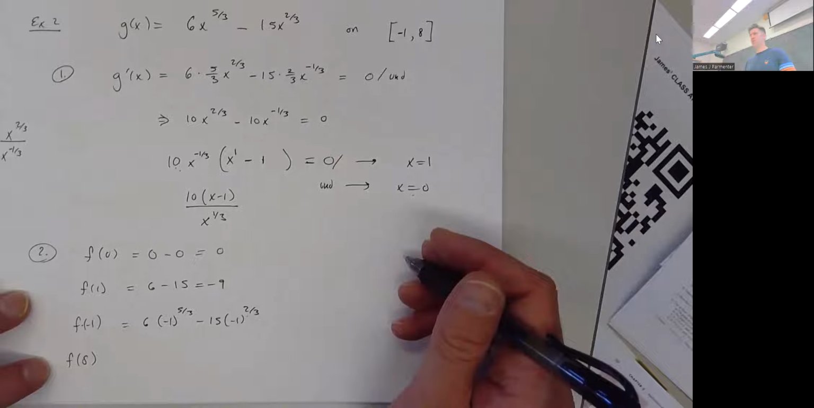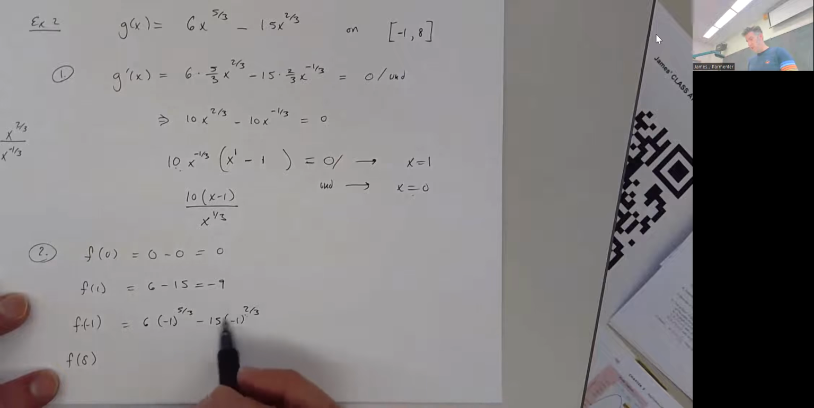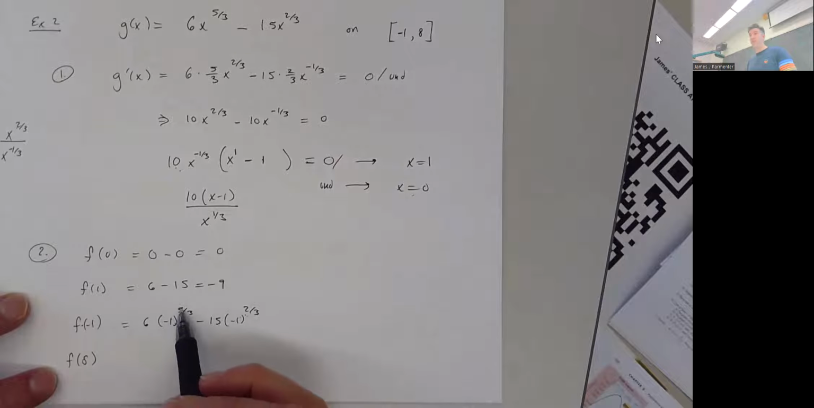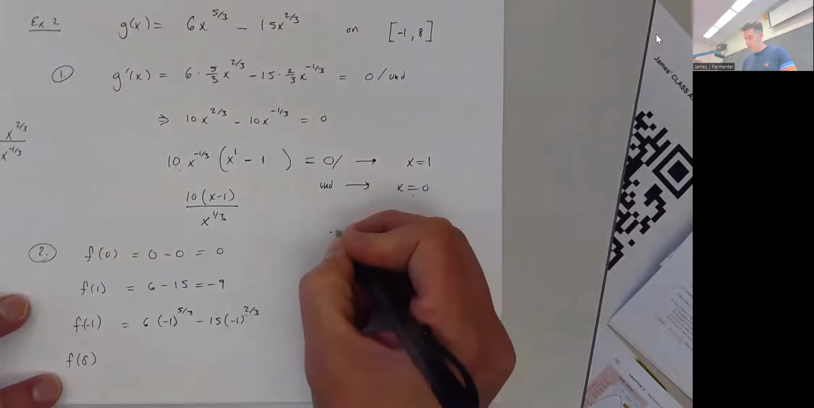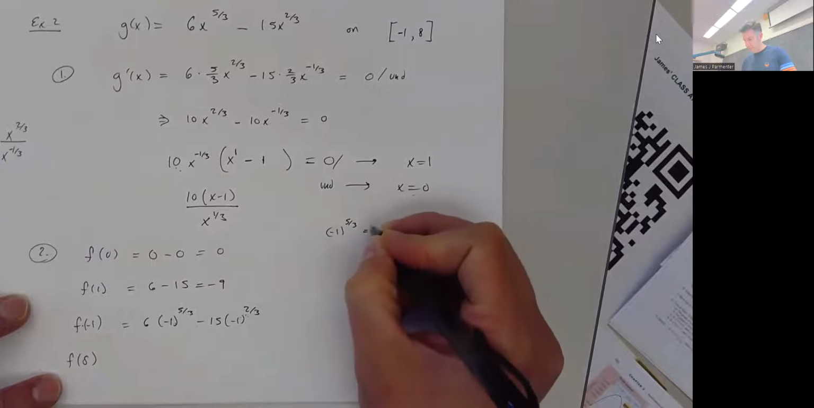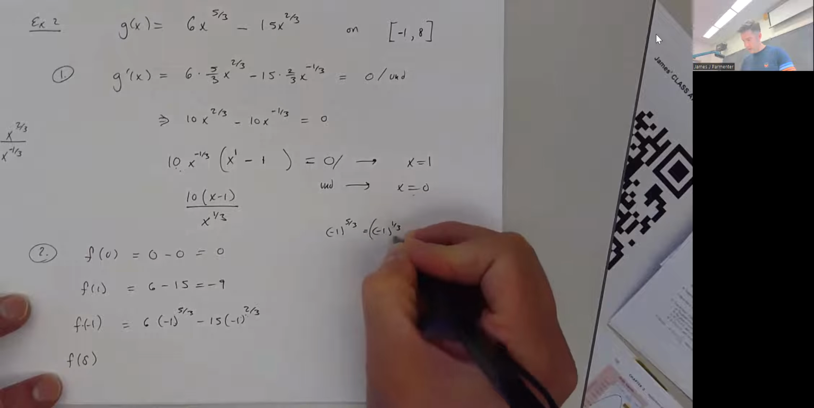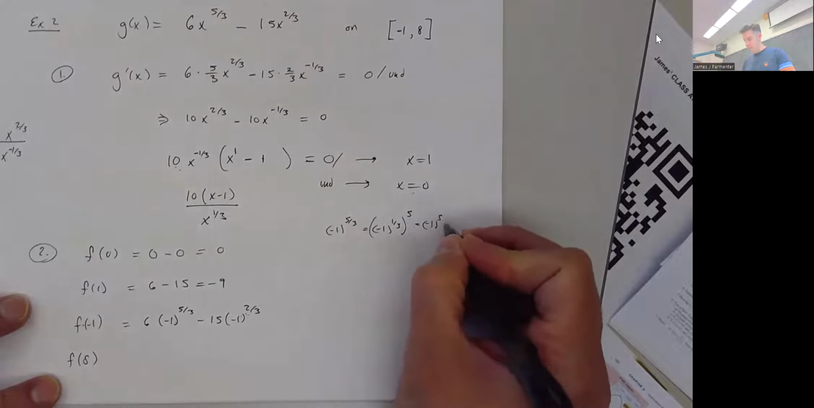Is it +1 or is it -1? It's -1. So both of these, when you do the cube root part, you get -1. But then -1 to the 5th is still -1. -1 to the 5/3 is the cube root of -1, and then to the 5th, that's -1 to the 5th, which is -1.